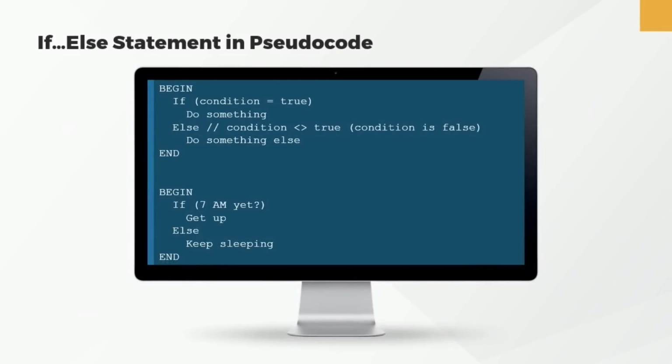So here's a simple if-else statement in pseudocode, whereby if a condition being examined evaluates to true, then take an action. If it evaluates to false, then take a different action. So in this case, the logical test is whether the time is later than 7 a.m. If it is, then the action taken is to get up. If it isn't, then the action taken is to continue sleeping.